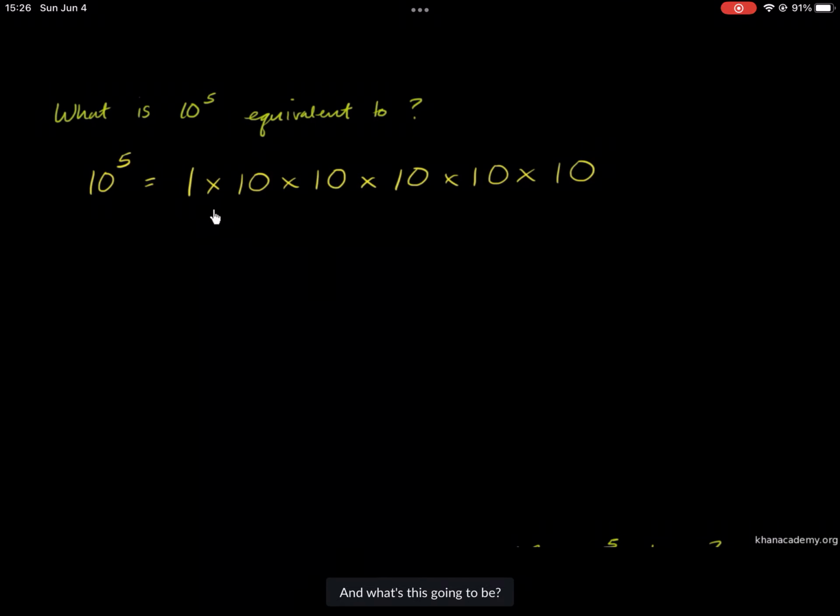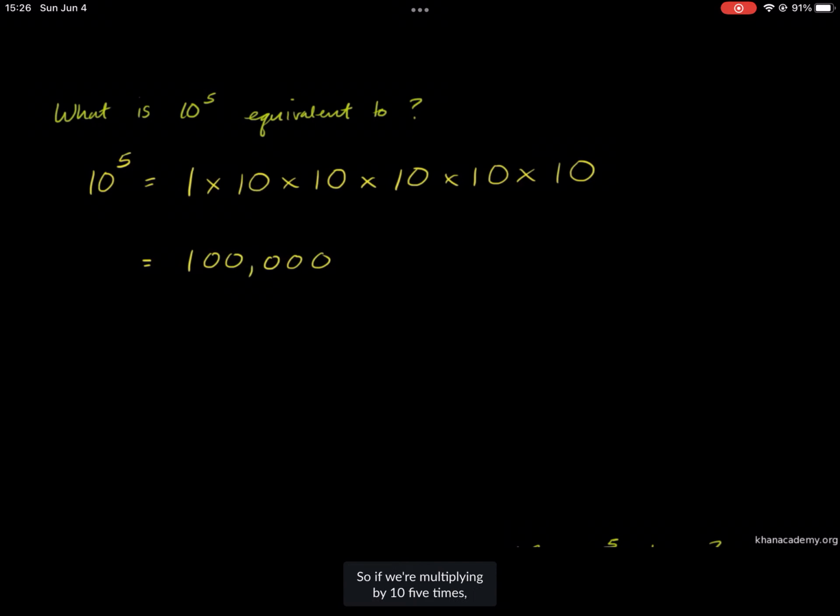And what's this going to be? Well, 1 times 10 is 10. 10 times 10 is 100. 100 times 10 is 1,000. 1,000 times 10 is 10,000. 10,000 times 10 is 100,000. So this is going to be 100,000. Now, you might have noticed, every time we multiply it by 10, we're adding another 0 to the product.